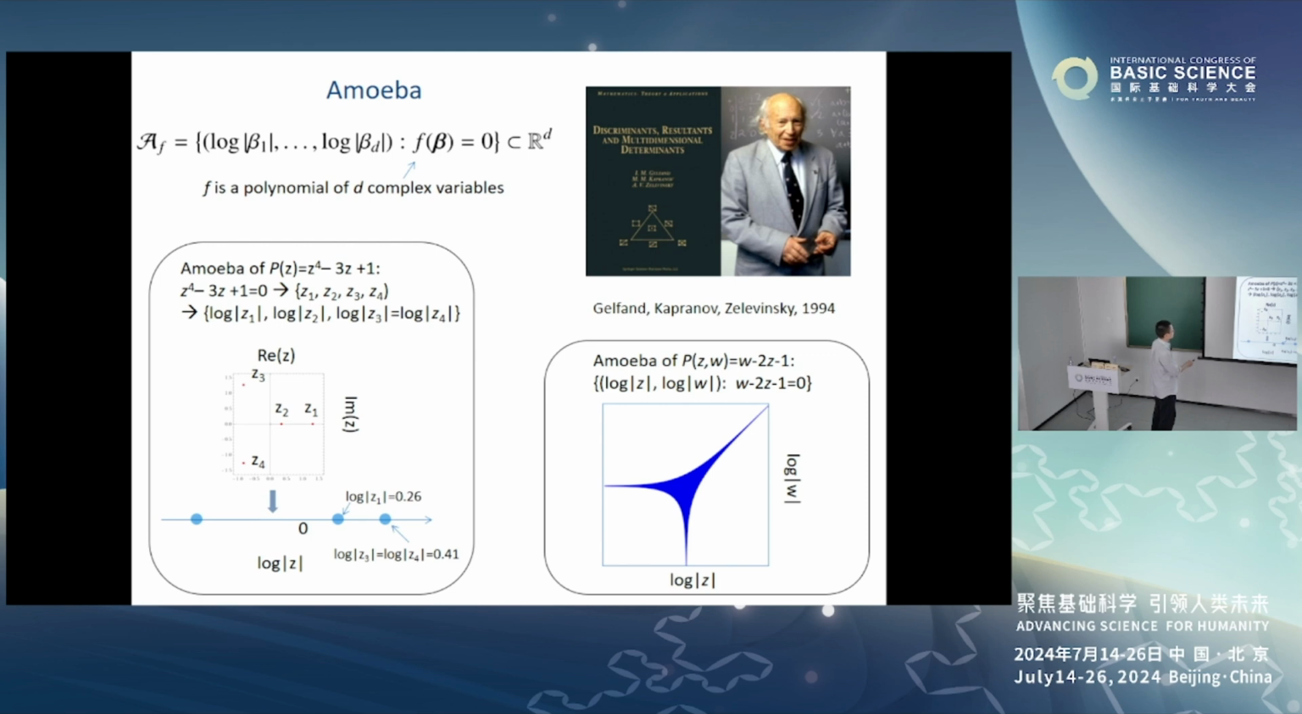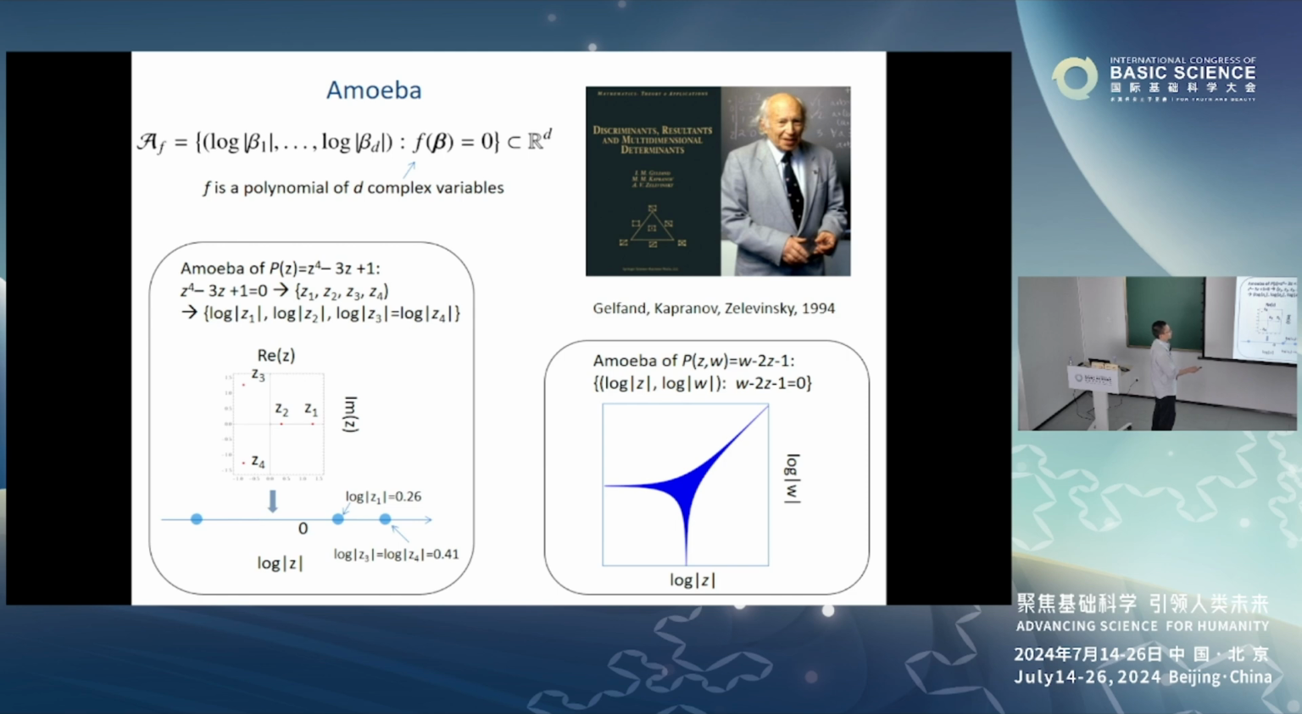Then, because these 2 have equal modulus, right? This 3 and this 4 have equal modulus. So the modulus, and then the logarithm of the modulus only contains these 3 points. So this is called the amoeba of this single variable polynomial.